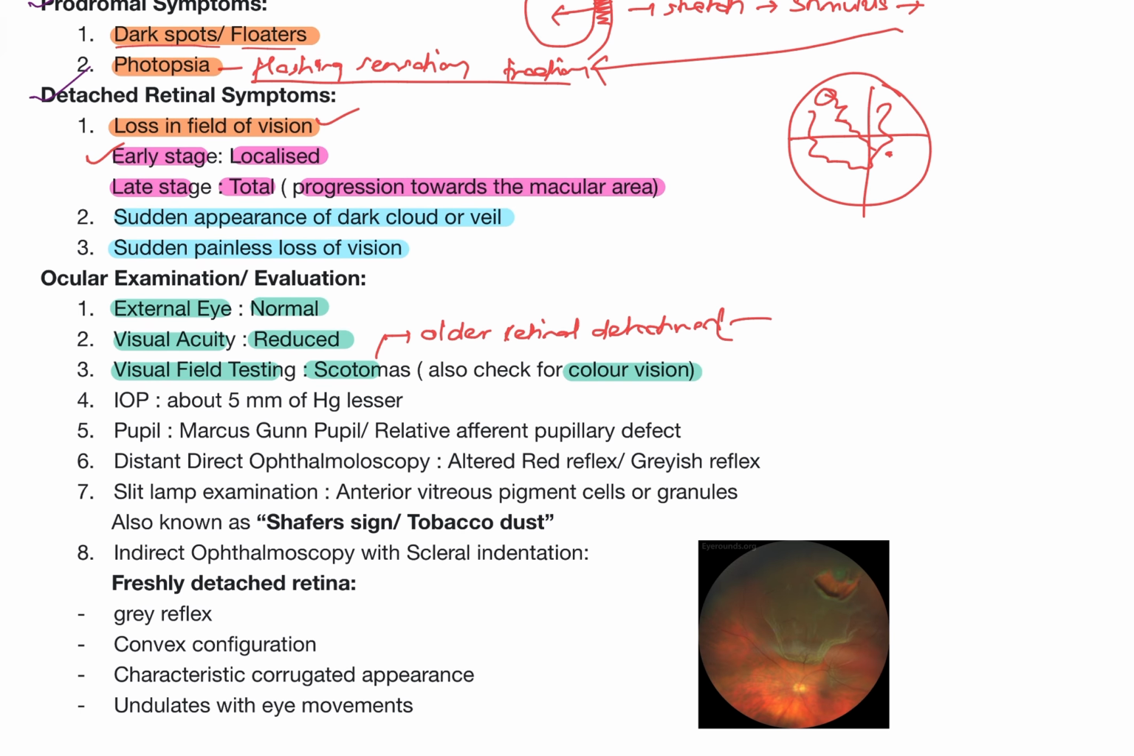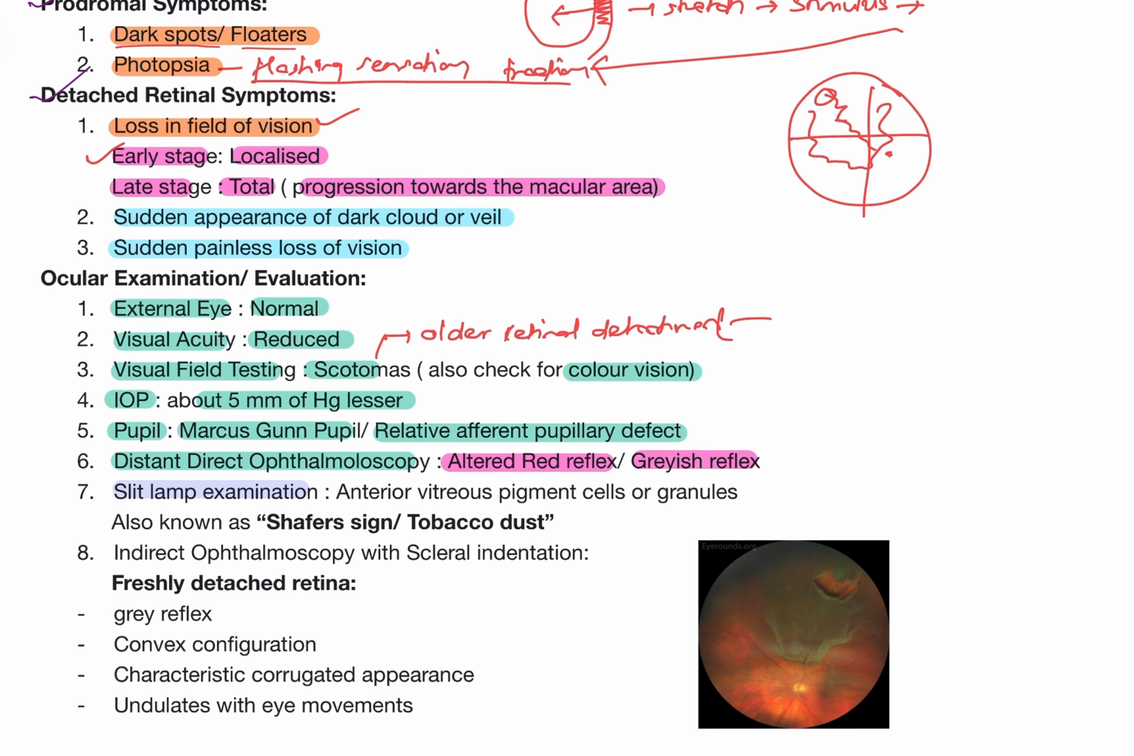Next is your intraocular pressure. If you do digital tonometry, followed by applanation or indentation tonometry, you get some 5 mm Hg lesser. Pupil: Marcus Gunn pupil or relative afferent pupillary defect. So you do a distant direct ophthalmoscopy, you will not have proper red reflex which is seen in normal retina. You will have altered red reflex or grayish reflex. Next you go with slit lamp examination. That is how you go, right? You examine the external eye, then you do some distant direct ophthalmoscopy, then you take the patient to do slit lamp examination.